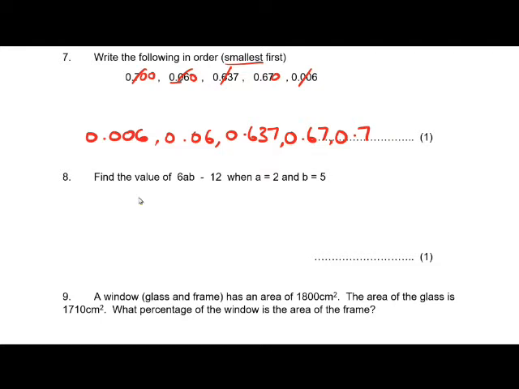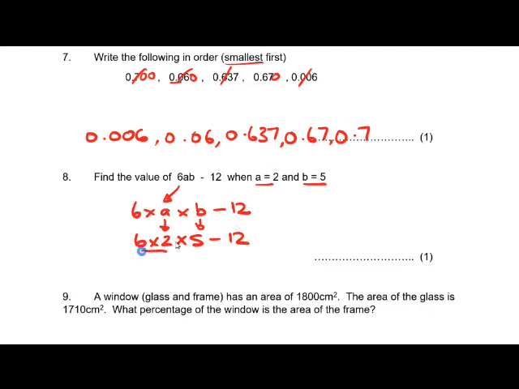Question 8 is asking us to find the value of 6ab minus 12 when a is 2 and b is 5. So the best way to do this is write your algebra out in longhand. So 6 times a times b minus 12. Swap the letters for the numbers. So 6 times 2 times 5 minus 12.